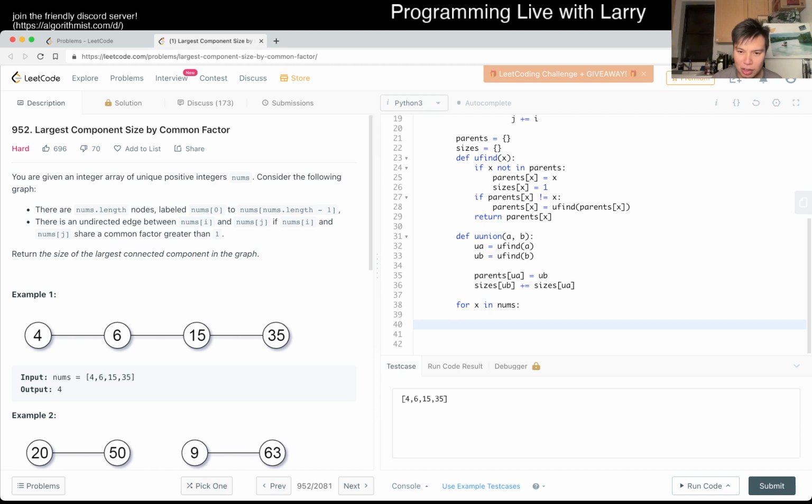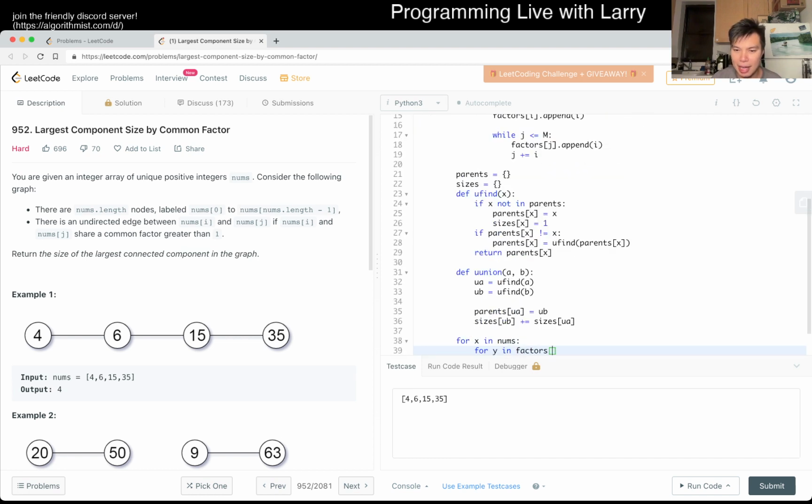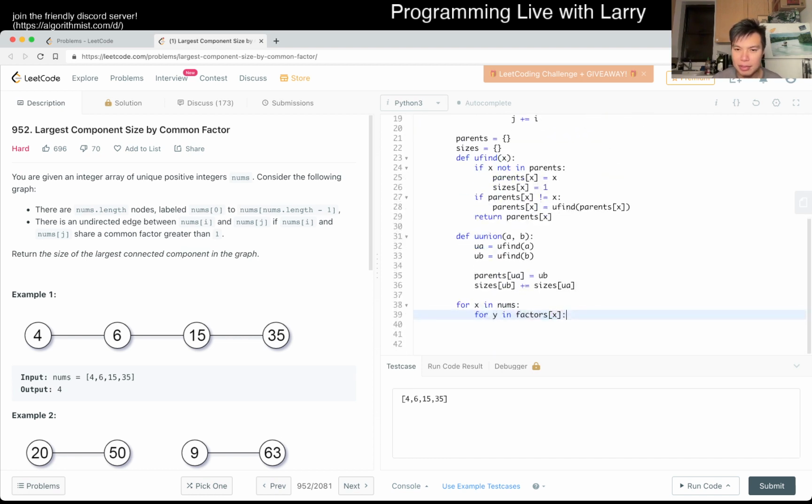So yeah, the way that I would do it is maybe for y in factors sub x, right? So we union y with the factors sub x of 0, right? And that should be good. Let's start with the first one. Okay, so that should be good. Of course, and then now we just have to get the component size.